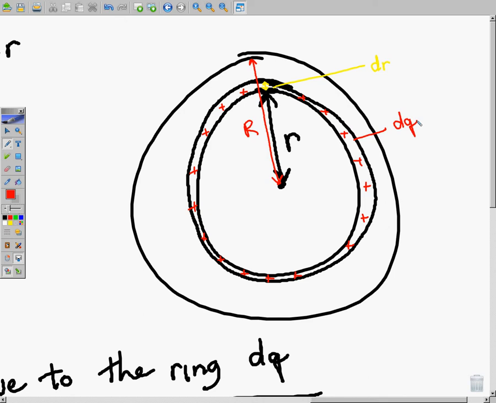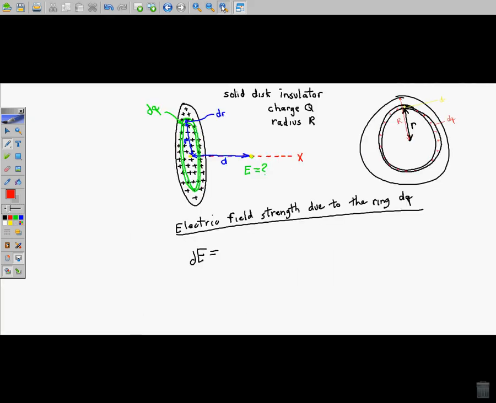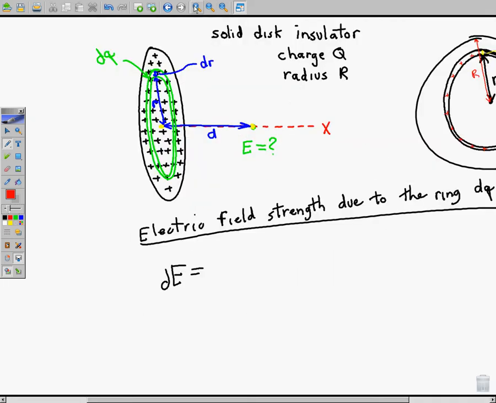And just give me 1 second, and then we'll pause here for a sec. We know what the electric field is at this point due to this particular ring. We just solved for that in the last problem. What is that electric field strength due to just that ring? Anyone?